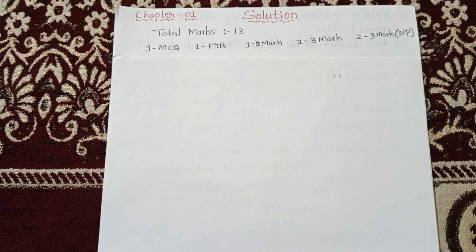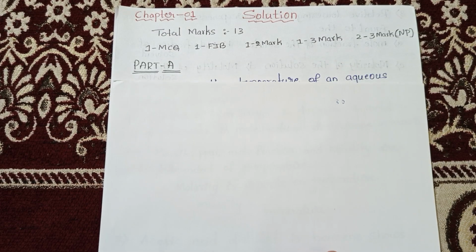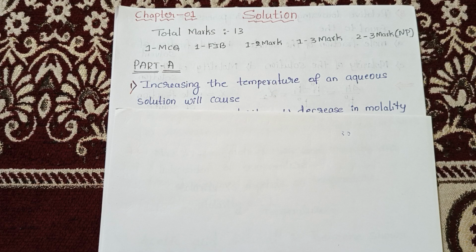So the very first chapter is Solutions, which is the first chapter of physical chemistry. It carries a total of 13 marks. These 13 marks are distributed as one MCQ and one fill in the blanks, one 2-mark question and one 3-mark question, and two 3-mark numerical problems. Okay, the first part is MCQ, that is multiple choice questions.